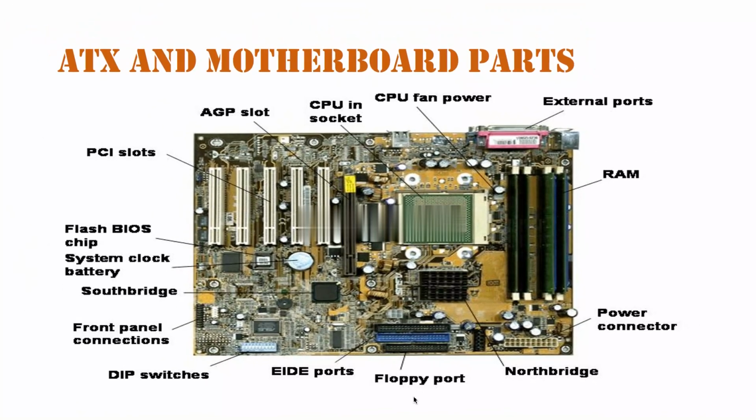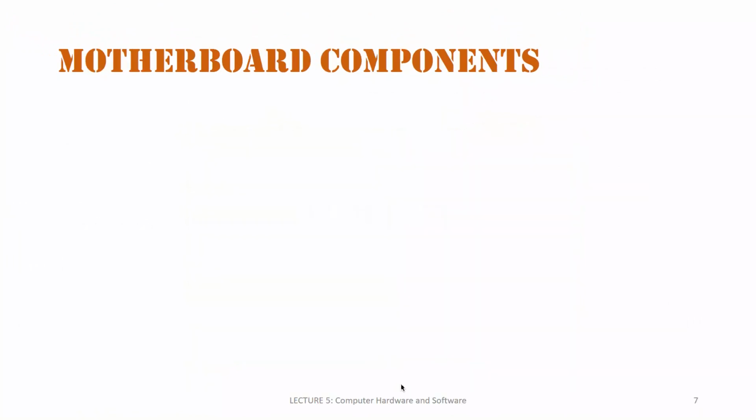So having understood that part, allow me now to talk about those various components. Now let's look at the motherboard components. The CPU is a component. The BIOS, basic input output system. CPU is the central processing unit. All of them are components. The random access memory, RAM, is also a component.